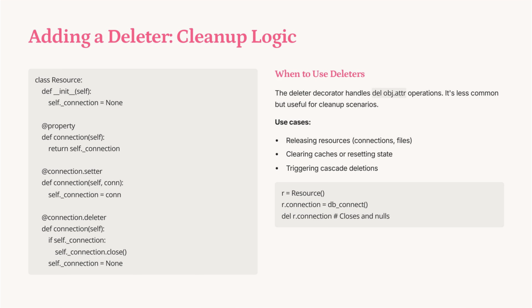Deleters manage resource cleanup efficiently. In the resource class, the @connection.deleter ensures that when a connection is deleted, it closes and nullifies the connection. This is crucial for releasing resources like database connections, clearing caches, or resetting states, ensuring optimal resource management and preventing leaks.